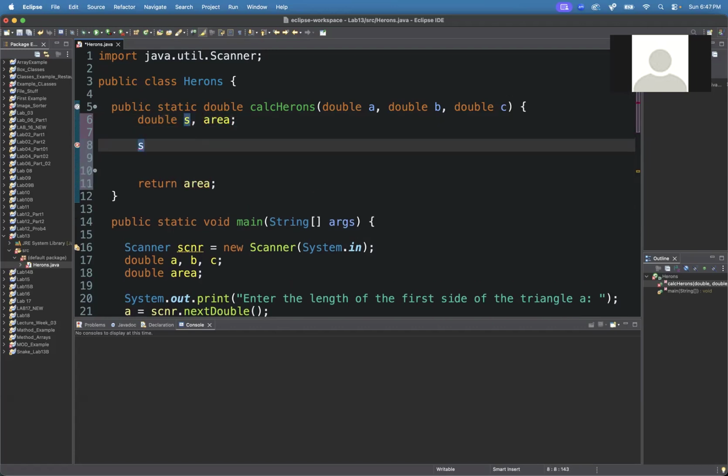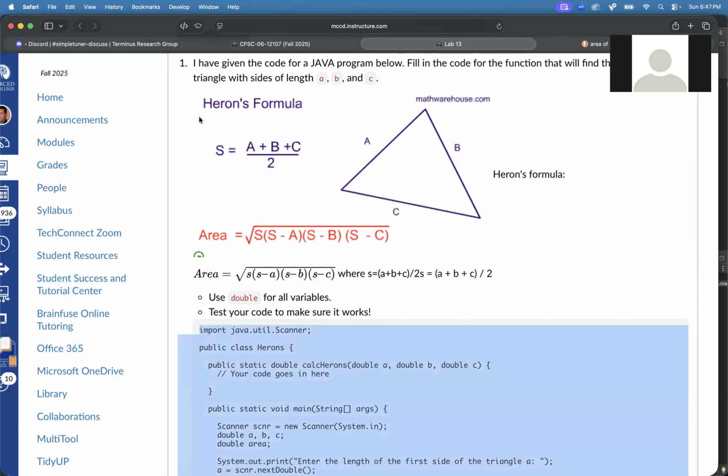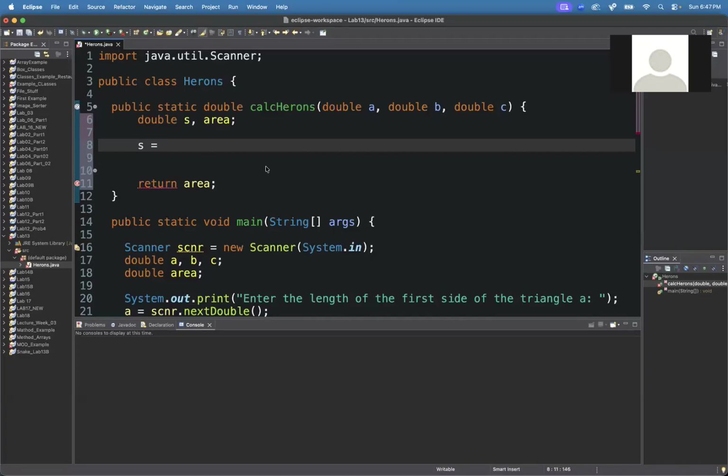And then the S, I'm using lowercase variable names, should be A plus B plus C over 2. So you just write that, A plus B plus C divided by 2. You can put 2.0 if you want.